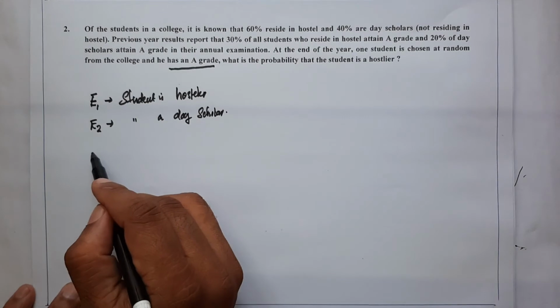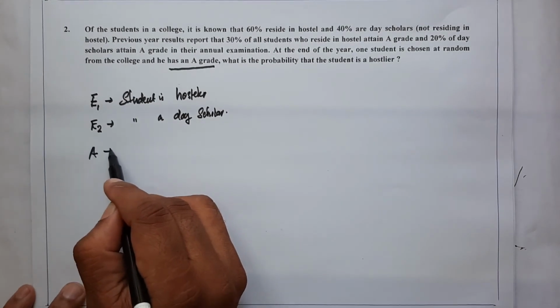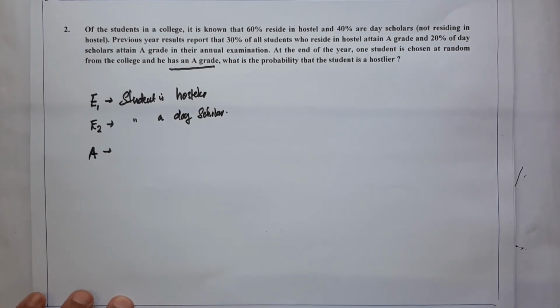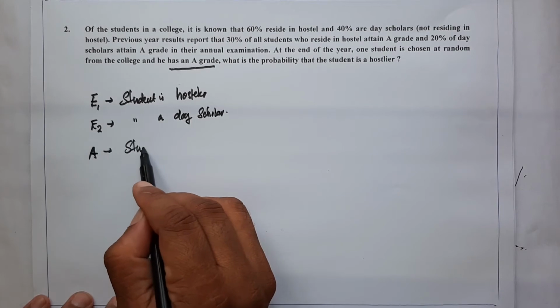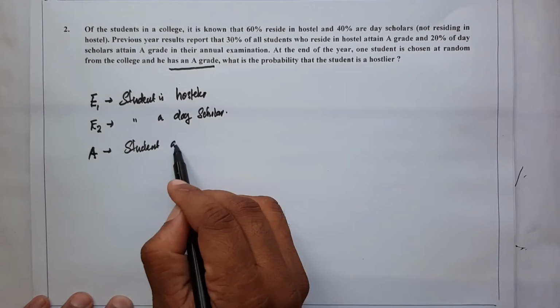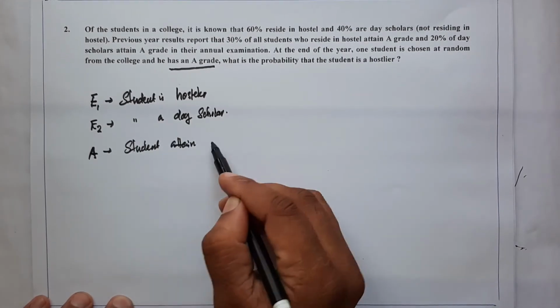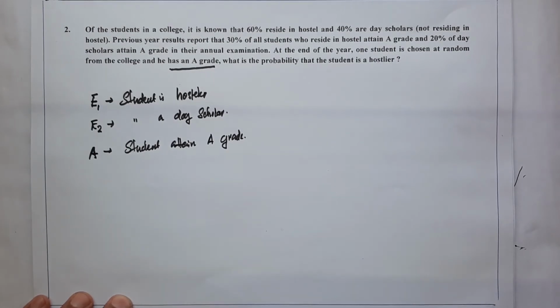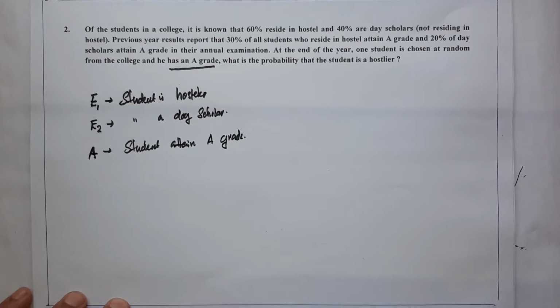Now, A denote the event that is already സംഭവിച്ചു കഴിഞ്ഞു. What has happened? The student is selected, he gets an A grade. That is, student attains A grade. Okay, A grade കിട്ടിക്കഴിഞ്ഞു. Okay.